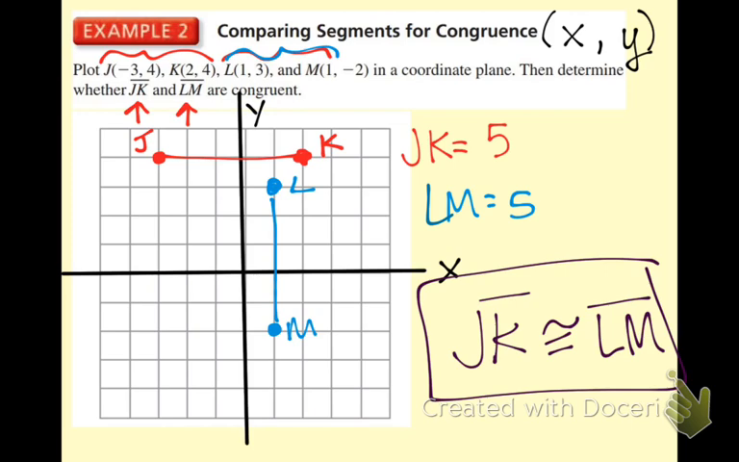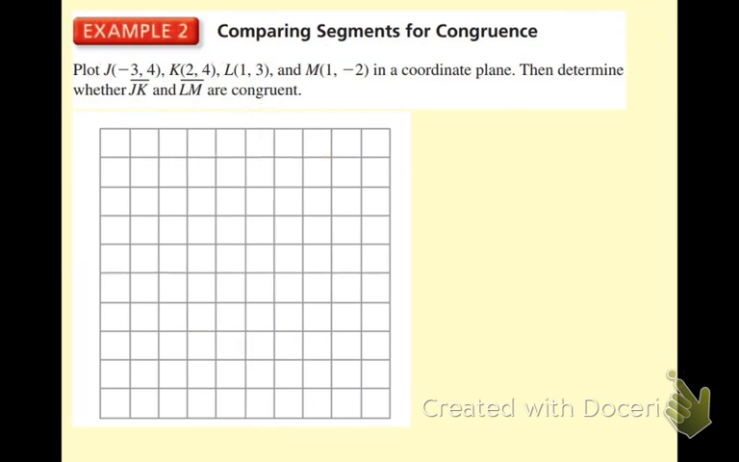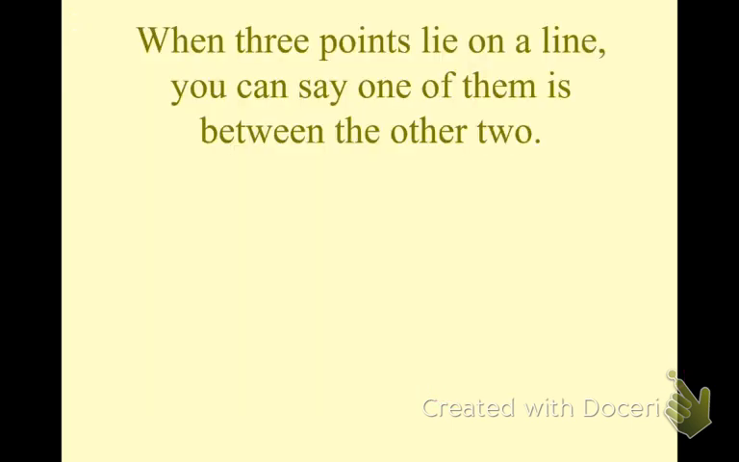All right, now we get to the segment addition postulate. We have two more things to go. We have this common sense. This is what I meant by a postulate. I just have to say this to you. When three points lie on a line, you can say that one of them is between the other two.